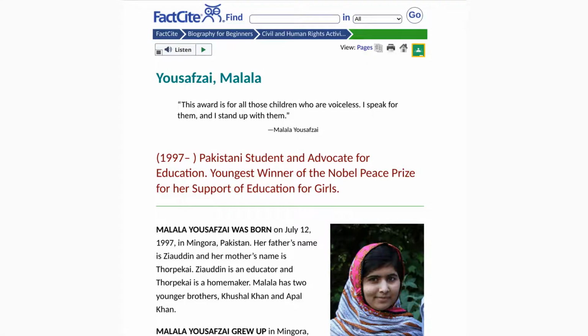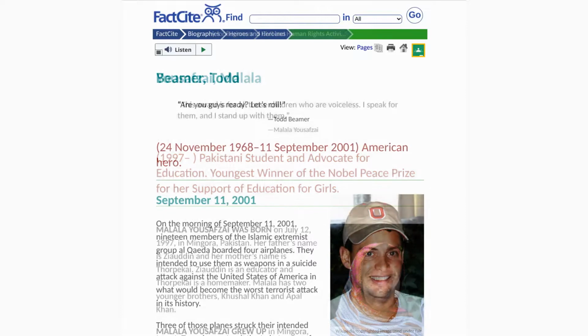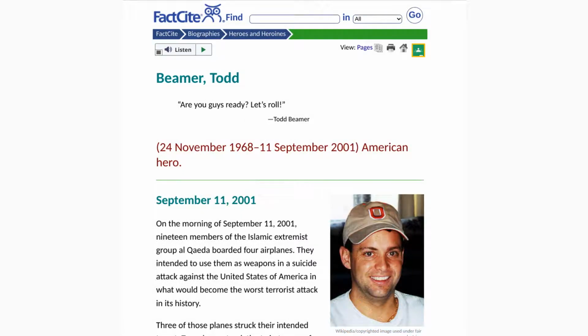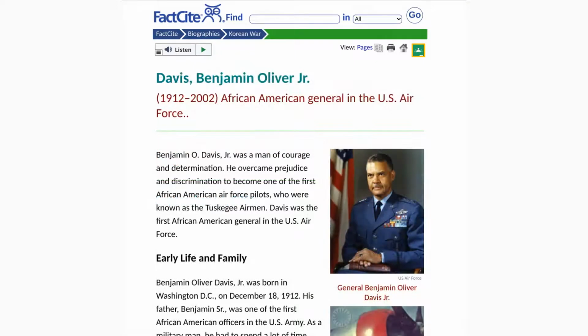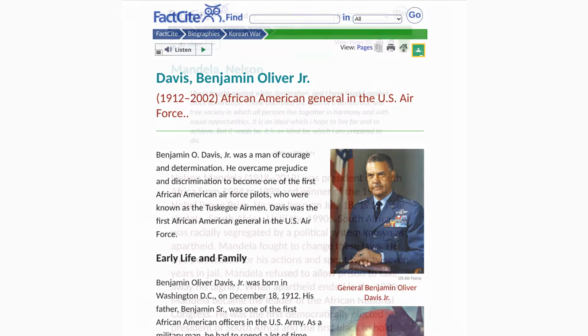Biography for Beginners has an article on Malala Yousafzai, who defied the Taliban and fought for the right to go to school, not only for girls in her home country of Pakistan, but for every child. 2 examples from U.S. and World biographies are Todd Beamer, one of the brave passengers on United Airlines Flight 93, who most likely saved hundreds of lives on the ground by confronting the hijackers, and Benjamin O. Davis, Jr., a Tuskegee Airman and the first African-American general in the U.S. Air Force.